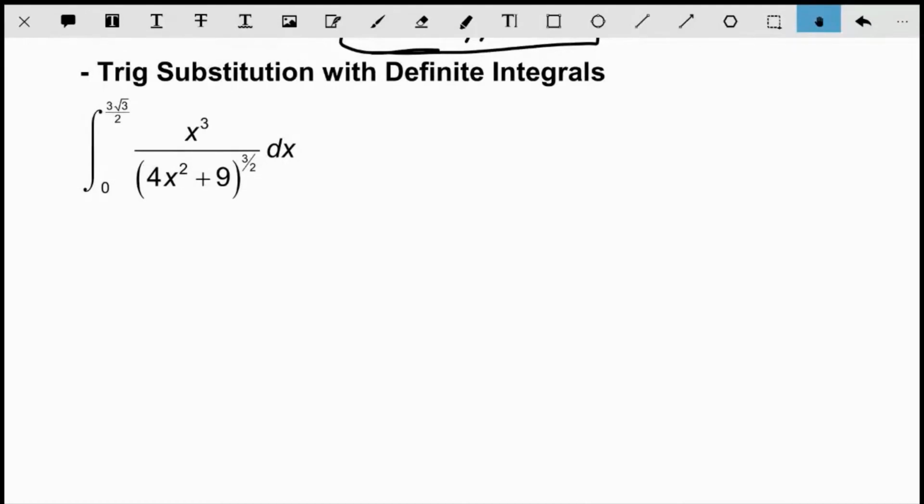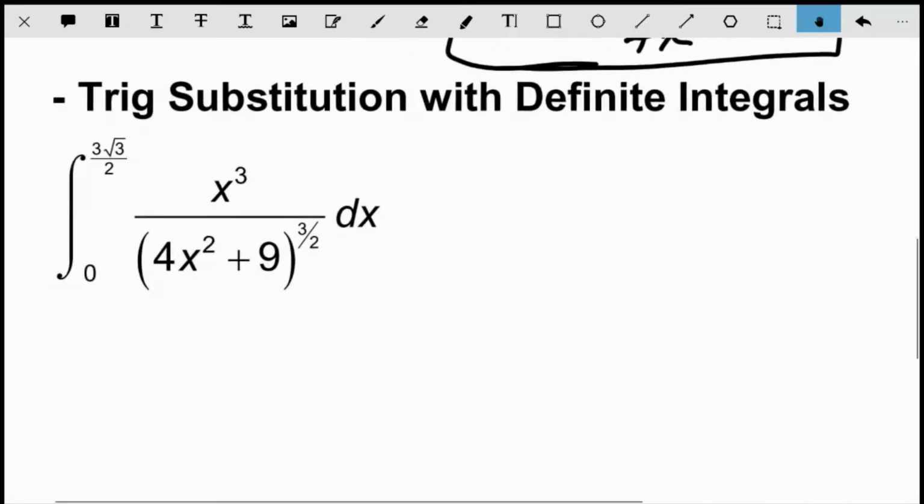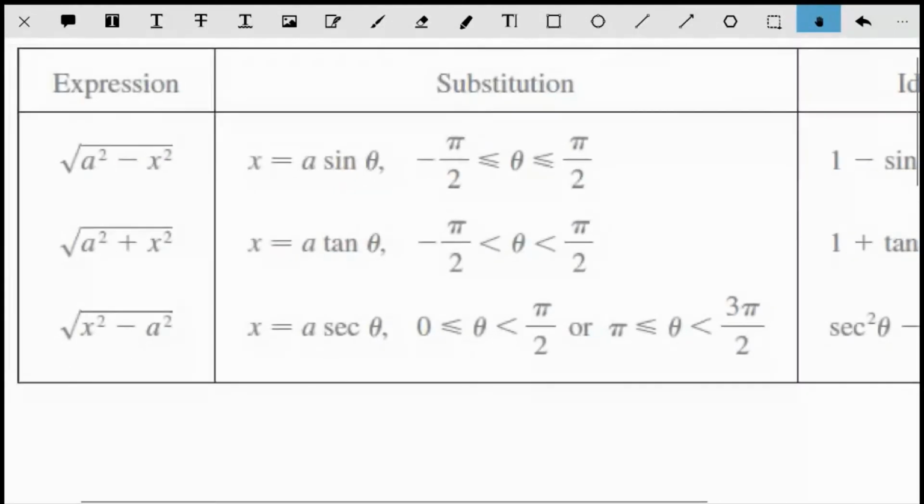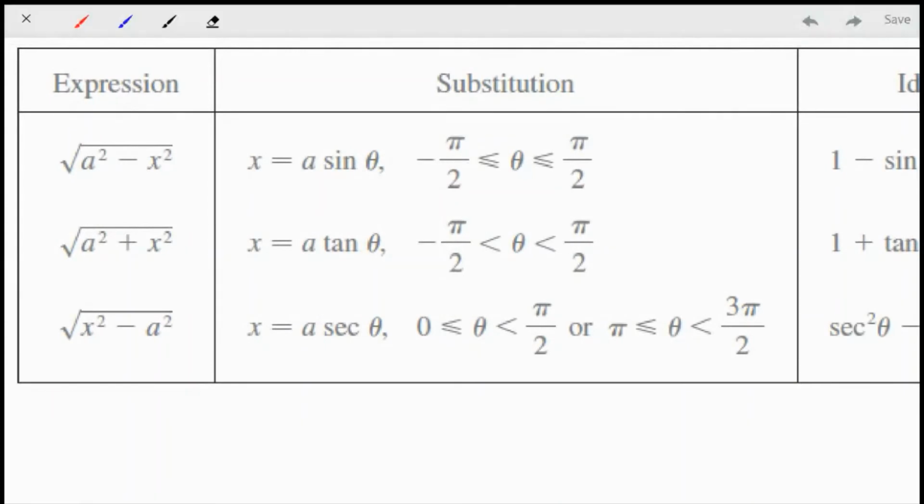So when we have definite integrals, just like when we do substitutions with a u substitution, the nice thing is we can transform our limits of integration, and we don't have to do all the back substitution when we have definite integrals. So in this case, notice that we've got 4x squared plus 9. So we essentially have the x squared plus a squared set up. And what I want to do is I'm going to use this scenario. So I'm still using the same substitution that we just did.